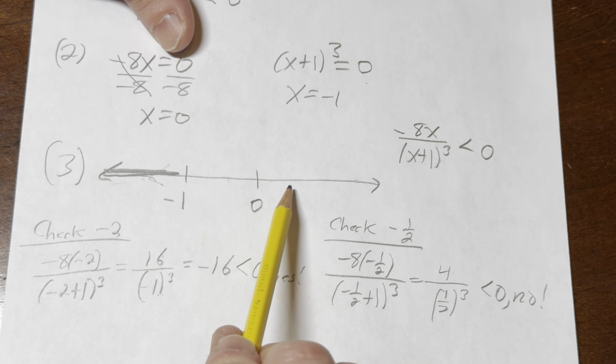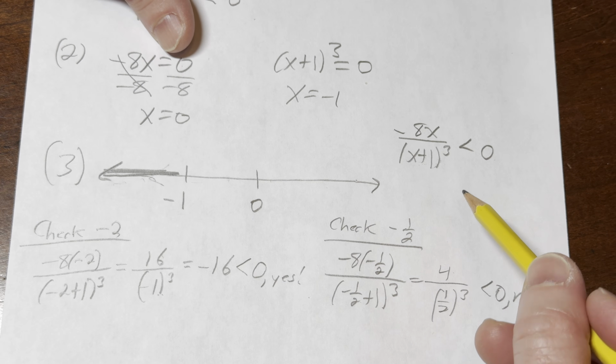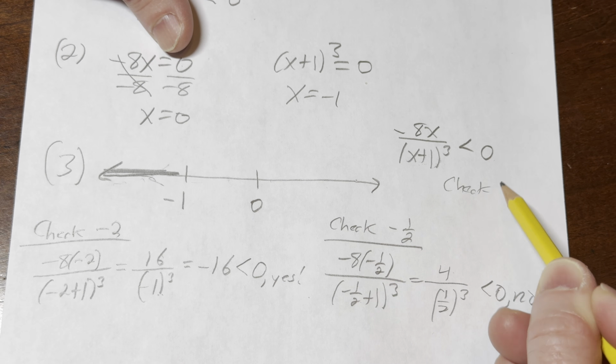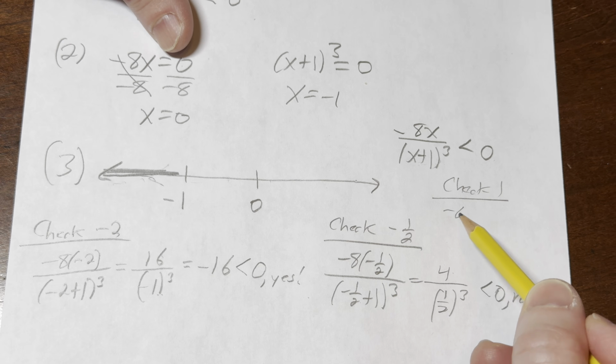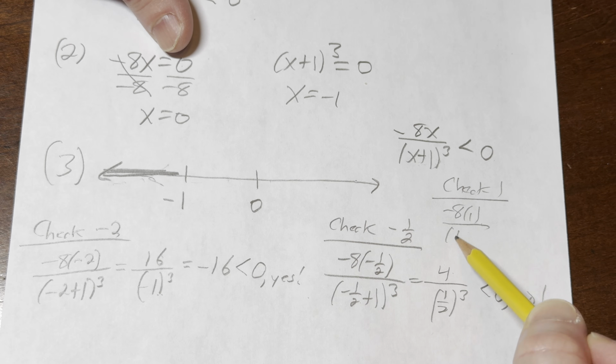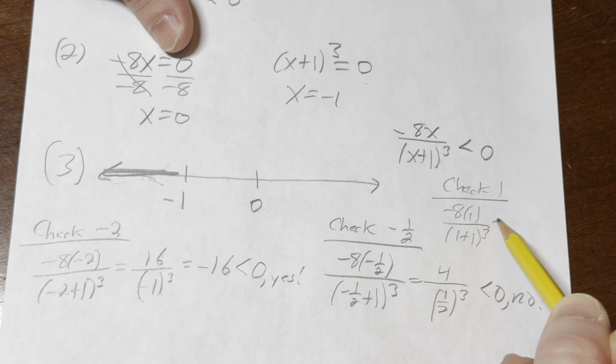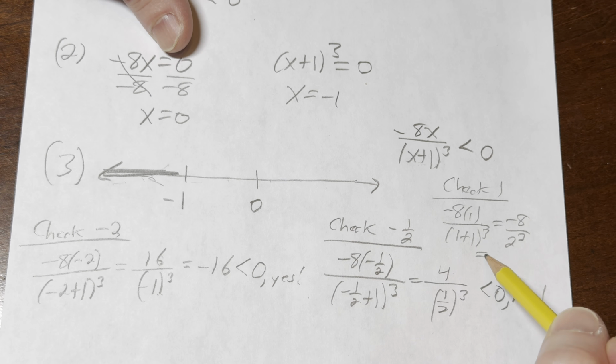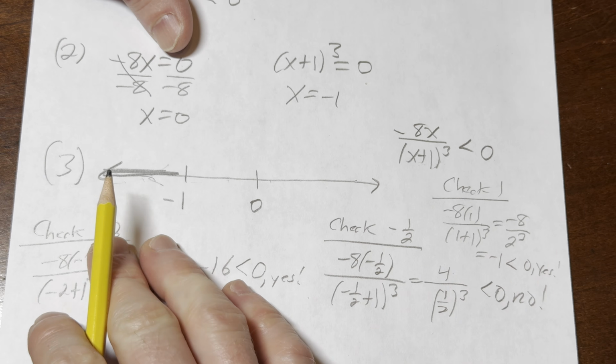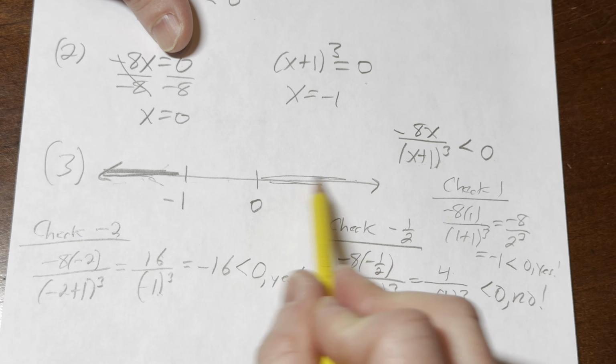And lastly, let's pick a number bigger than 0. Let's go ahead and go with 1. So we'll check 1. Plugging in 1, we get negative 8 times 1 over (1 plus 1) cubed. That's equal to negative 8 over 2 cubed, which is equal to negative 1. We want that to be less than 0. Is that true? Yes, it is. Right, that is true. So we shade.